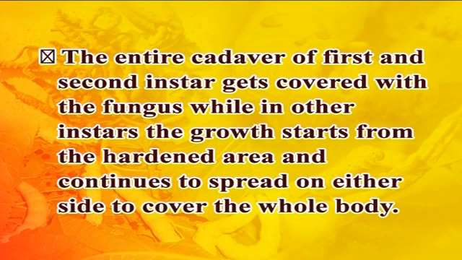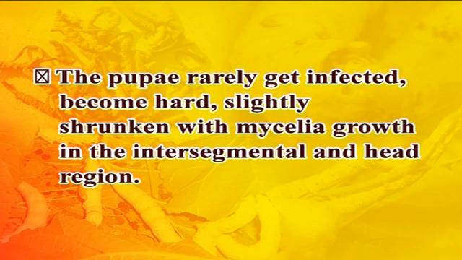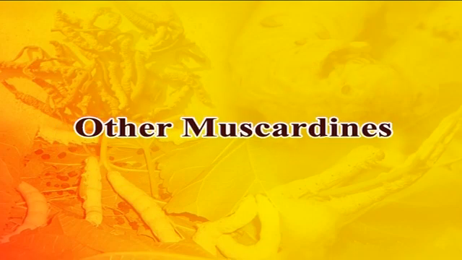The entire cadaver of first and second instar gets covered with the fungus, while in other instars the growth starts from the hardened area and continues to spread on either side to cover the whole body. The pupae rarely get infected, become hard, slightly shrunken with the mycelial growth in the intersegmental and head region.